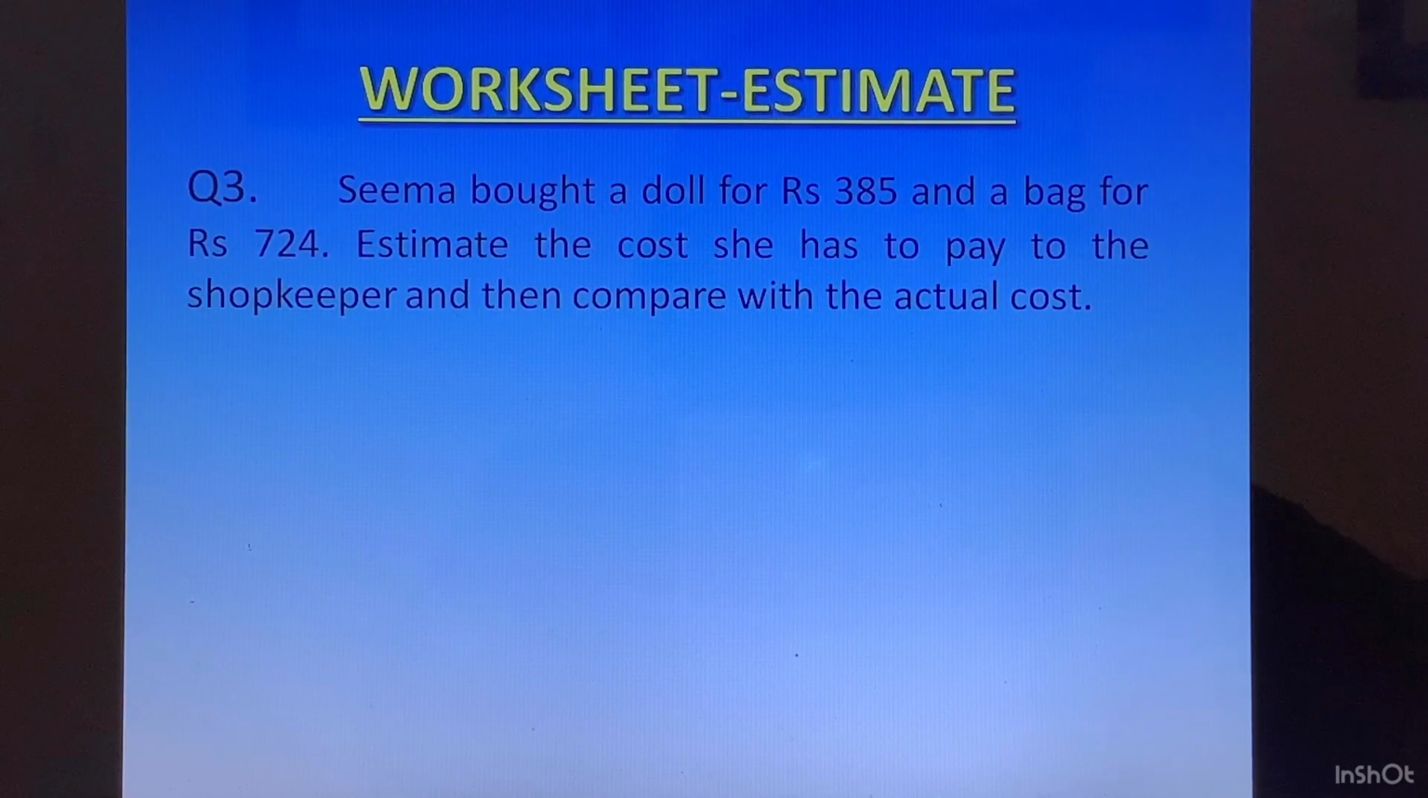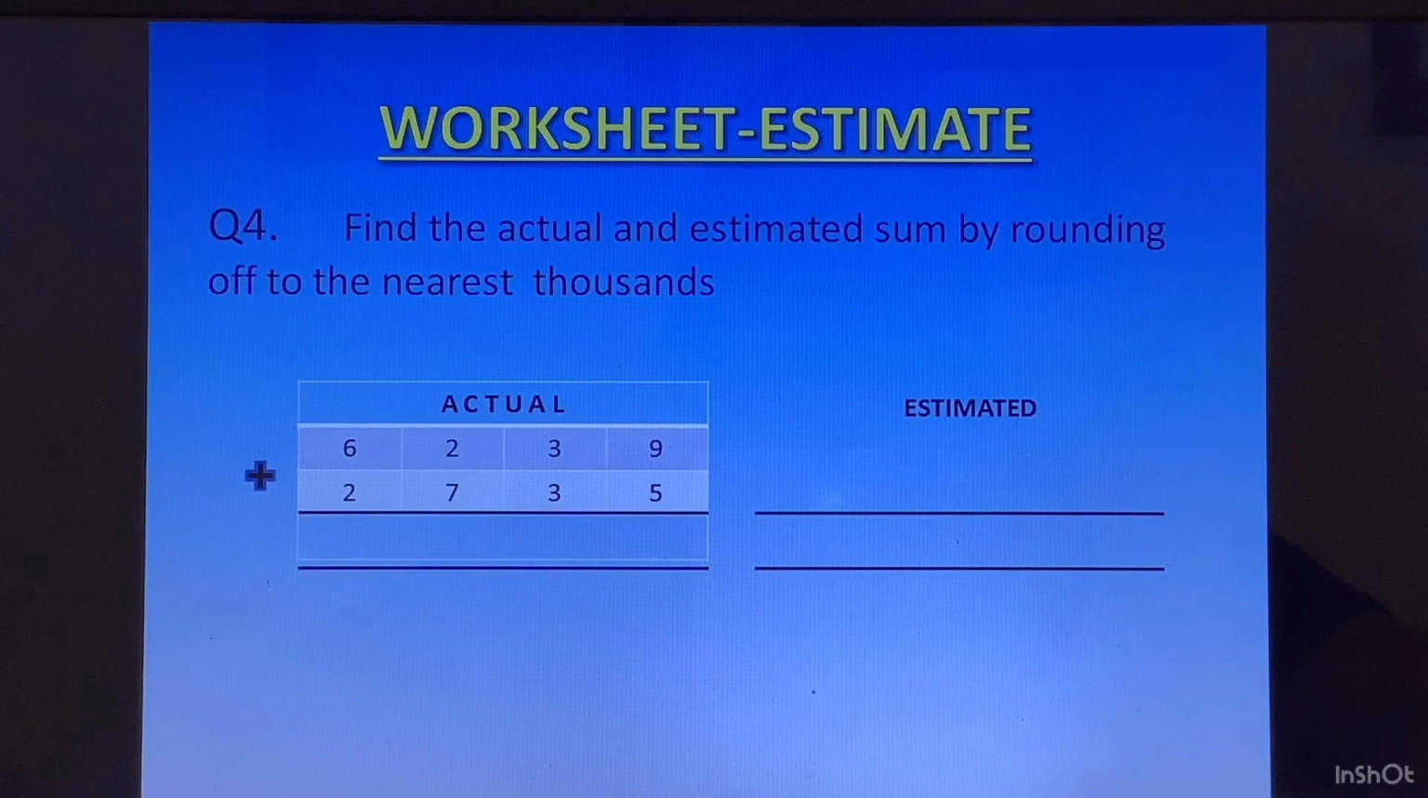Question 3. Seema bought a doll for rupees 385 and a bag for rupees 724. Estimate the cost she has to pay to the shopkeeper and then compare with the actual cost. Find the actual and estimated sum by rounding off to the nearest thousand.